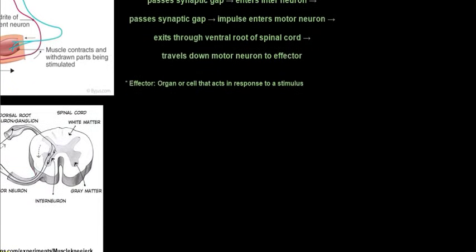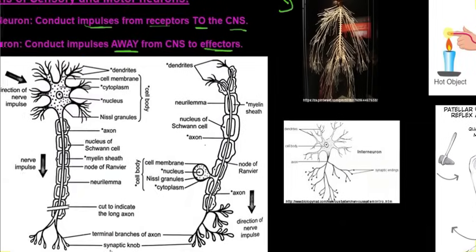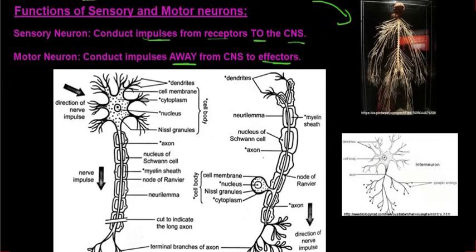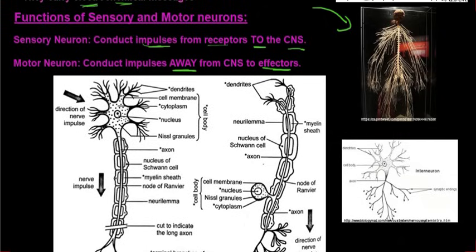Okay, here it is. So an effector is an organ or cell that acts in response to a stimulus. So that will now be, for example, the muscle of the arm reacting to that stimulus. So let's just quickly look at the sensory neuron, which conducts impulses from the receptors to the central nervous system, using this picture on the right hand side. So let's say somebody touches a hot stove plate.